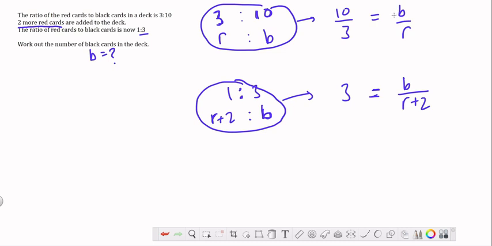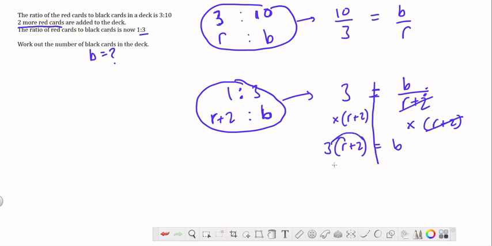Now I do have a set of simultaneous equations where there are 2 unknowns, a B and an R. I don't like having the fraction, so I'm going to get rid of this divide by R plus 2. So do the inverse operation, times by R plus 2, and do the same on the other side. That will become 3 times R plus 2, which I'll expand in a moment. And then this will cancel this as intended. That leaves me with the B. Right, expand the brackets. That gives me B.